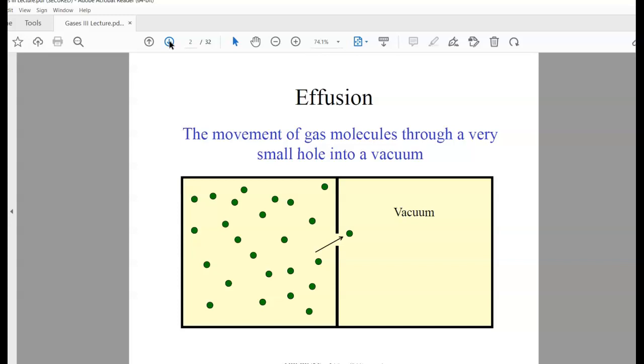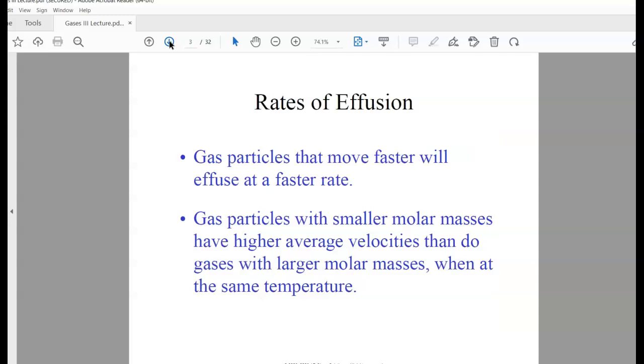Effusion is the movement of gas through a very small hole into an evacuated chamber. And this is a diagram. And it's going to do that at a certain rate depending upon its molar mass. And we oftentimes compare two gases, so that we can get the molar mass of an unknown gas. So it says here, gas particles that move faster will effuse at a faster rate. That's sort of axiomatic, I guess.